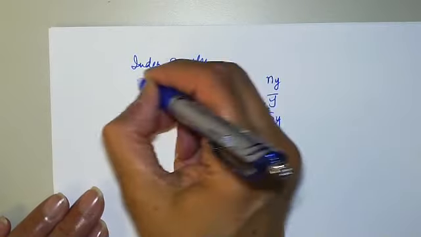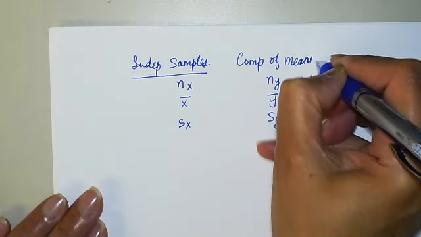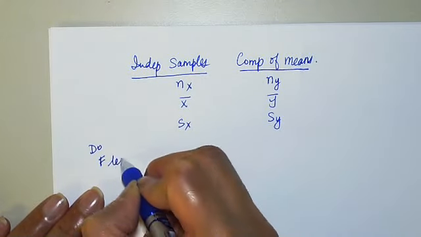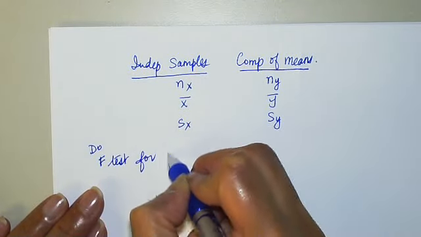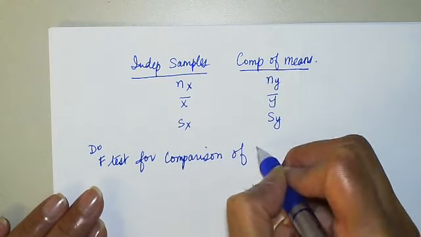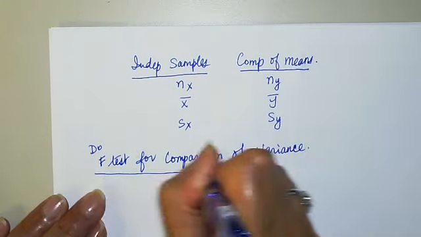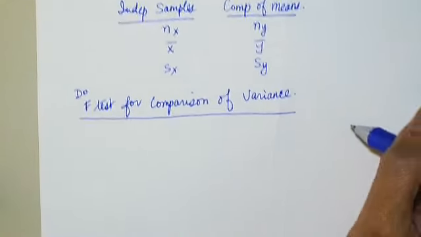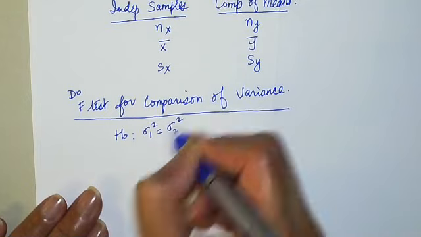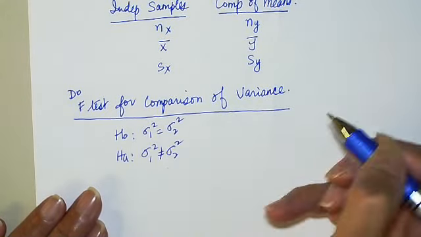The next thing we learned was independent samples. They give you nx, ny, x bar, y bar, sx, sy. Now, comparison of means. The first thing you have to do is do an f-test.